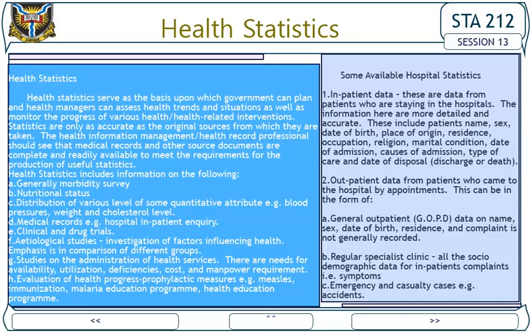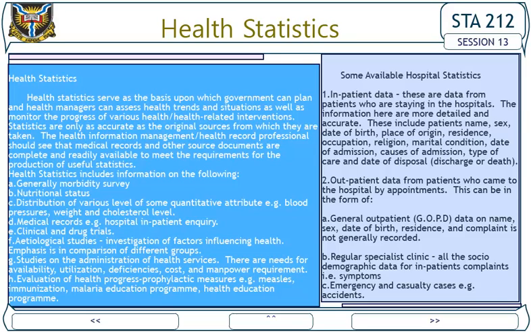Some available hospital statistics. 1. Inpatient data. These are data from patients who are staying in the hospitals. The information here is more detailed and accurate. These include the patient's name, sex, date of birth, place of origin, residence, occupation, religion, marital condition, date of admission, causes of admission, type of care and date of disposal, discharge or death.